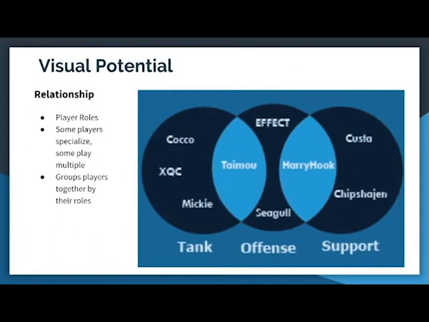And the final piece of information I used for my relationship display is the roles that each of the players have on the team. And this has visual potential because each player is grouped up based on their role, and there's also players who not only specialize in one role but perform in multiple roles. So this has visual potential to show which players are grouped up on which role, which players are good on multiple roles, and pretty much which role each player plays.